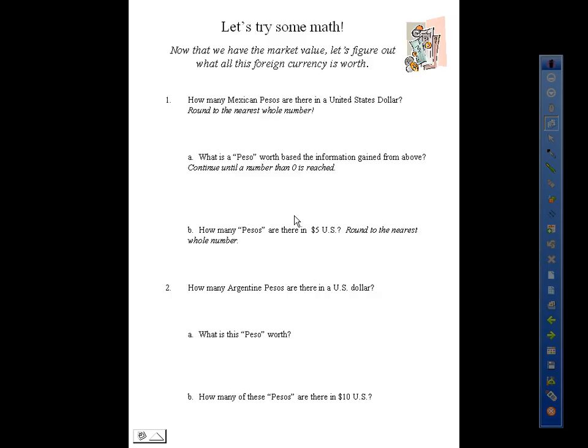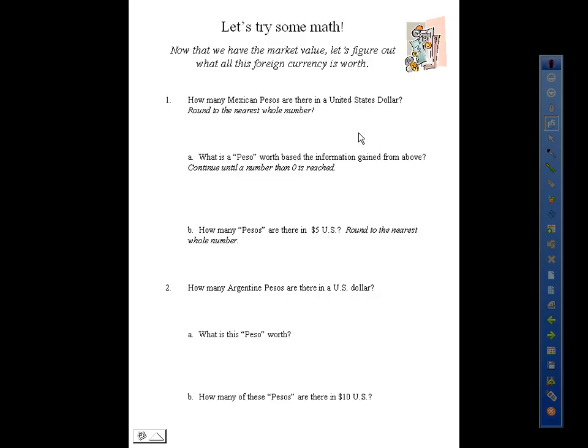If you do not show your work, you will lose points, and you will redo it until you show your work. Today, we are not using calculators. We are not using the calculators on the computers. We are working the problem out because you have to show the math.